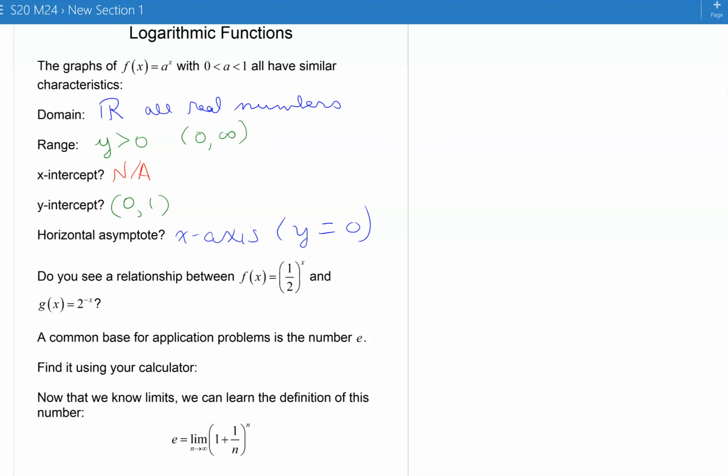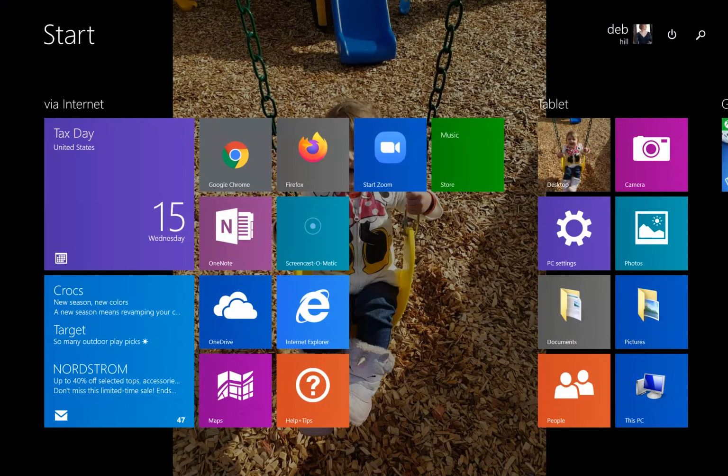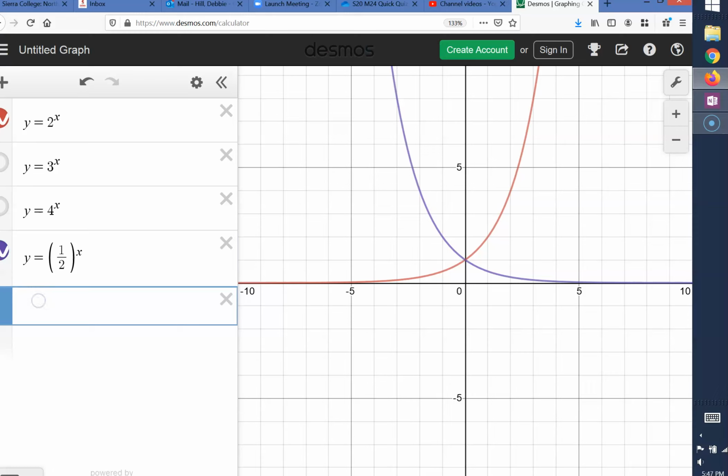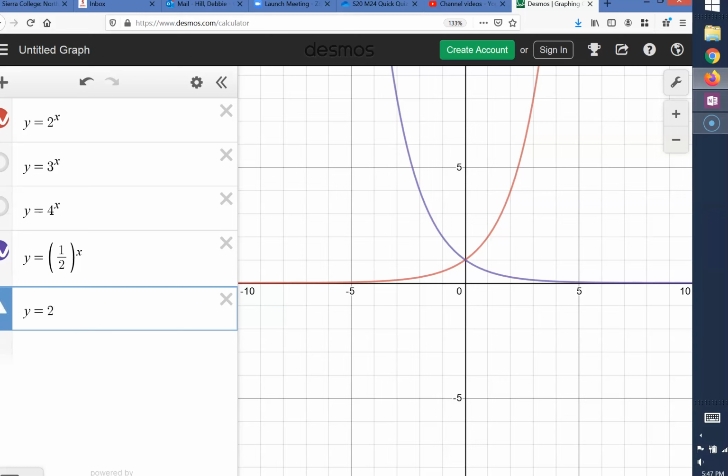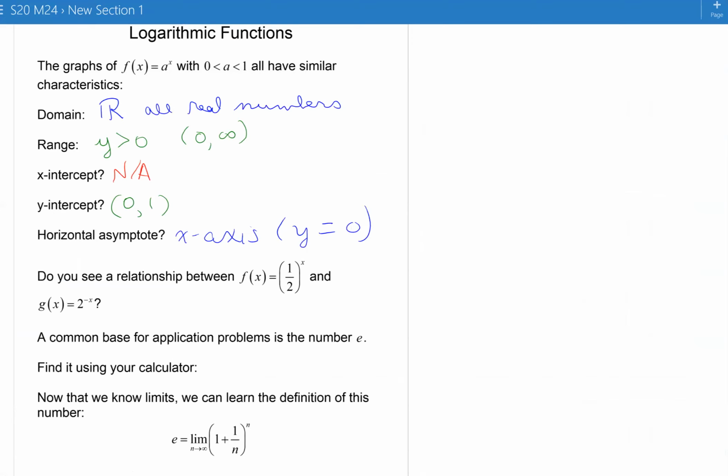So let's see what happens if we look at Desmos at the graph of 2 to the negative x. So I'm going to do 2 to the power of negative x. And notice that I can't tell the difference between 1/2 to the x and 2 to the negative x. The graphs are identical. Let's see if we can figure out why that would be.